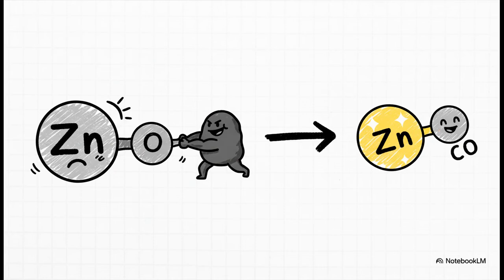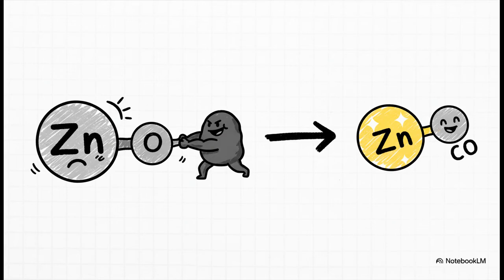Now for step 2, reduction. Reduction here simply means removing the oxygen. And how do we do that? We use something called a reducing agent. A very common and cheap reducing agent is carbon, which we get from coke. So we heat the zinc oxide with carbon. What happens? The carbon is more reactive with the oxygen, so it literally snatches the oxygen away from the zinc, forming carbon monoxide. And what are we left with?